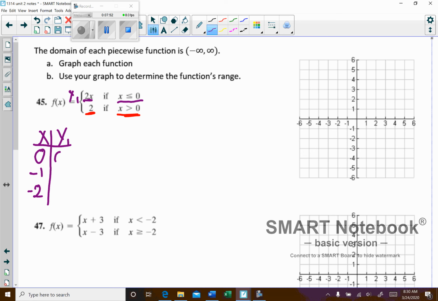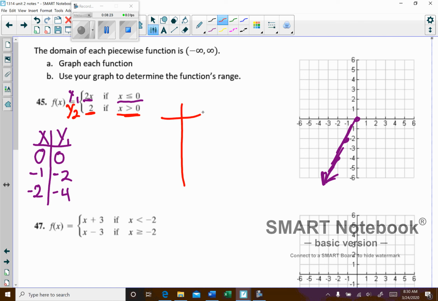So let's see, I'm going to plug in 0. 2 times 0 is 0. 2 times negative 1 is negative 2. 2 times negative 2 is negative 4. So let's go ahead and plot those points: 0, 0, negative 1, negative 2, negative 2, negative 4. And then draw that and put an arrow on the end because it goes indefinitely down and to the left. Now the second one, we'll call y sub 2.